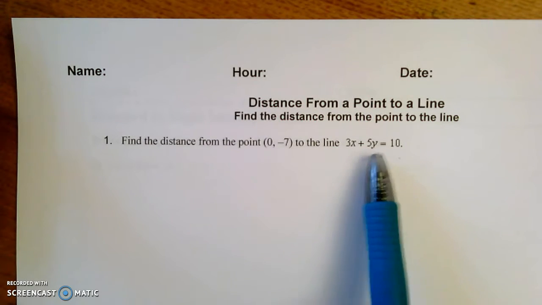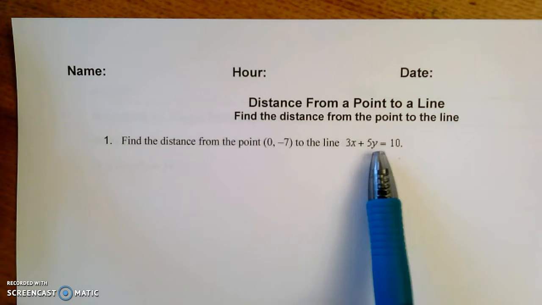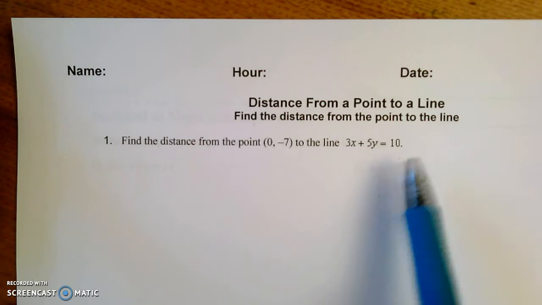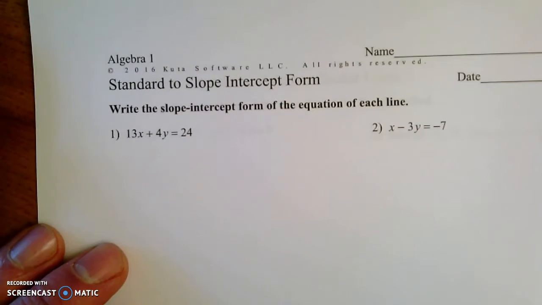One of the first steps is to take this line here that's written in standard form, meaning that the x and the y are both on the same side, and all of our coefficients are whole numbers, and turn it into slope-intercept form, where it looks like y equals mx plus b. So our first task, then, is to do that. Let's do it. All right.